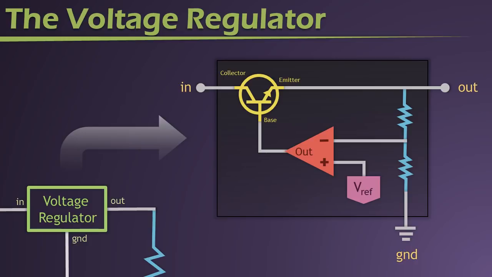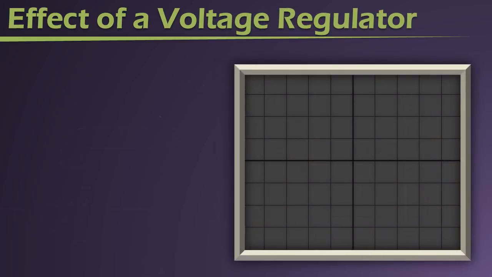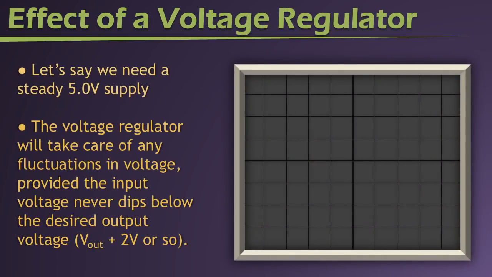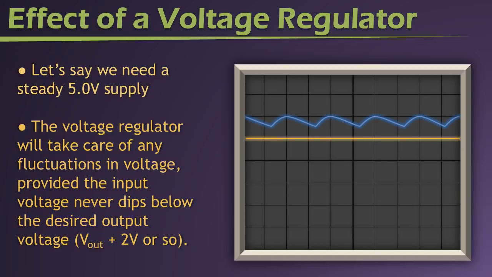So hopefully that made some bit of sense. I know I'm not the best explainer, but hopefully this gives you a good idea as to how this works. We needed a 5-volt regulated supply, as we talked about in the previous slide. And let's say we supply it with a voltage that looked like this. The blue voltage is from the filter capacitor, and the yellow voltage is the output of the voltage regulator.